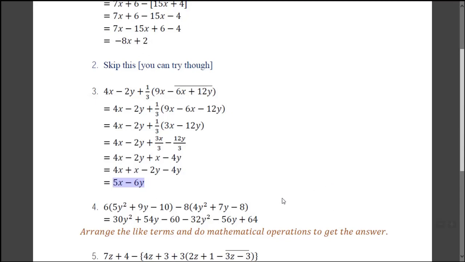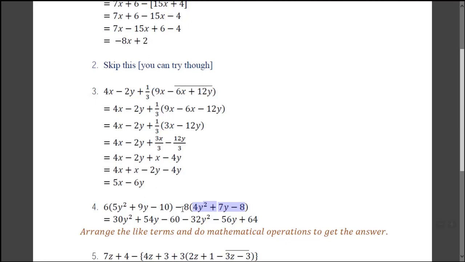So in question number 4 also, you have to perform the same thing, and it is very, very simple. This 6 given out here will multiply with this entire term, and this minus 8 will multiply with this entire term. So 6 5s are 30y square, 6 9s are 54y, 6 into minus 10, it will be minus 60.